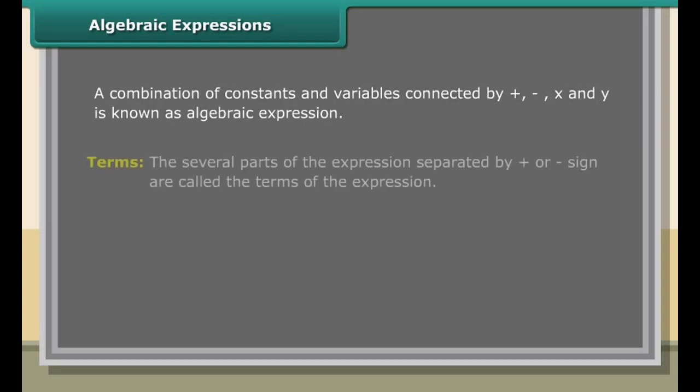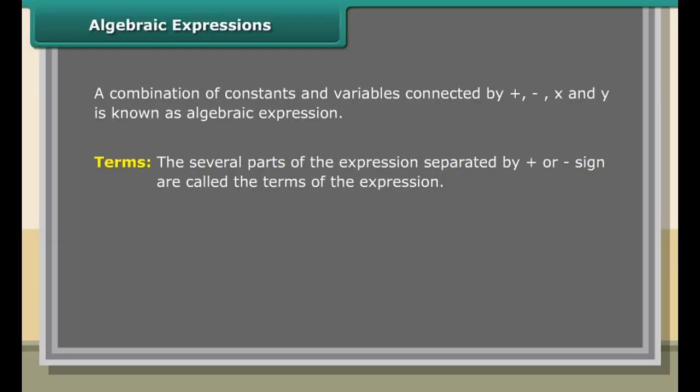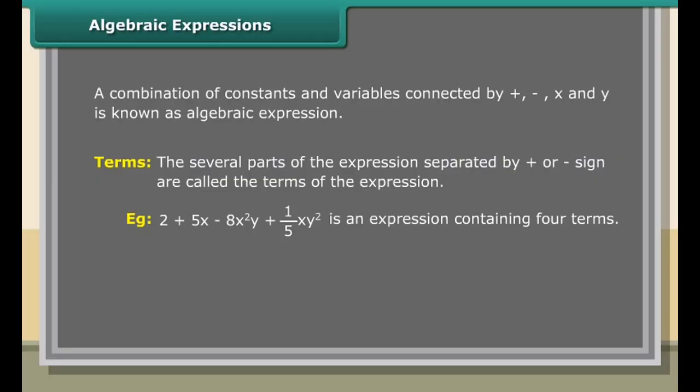Terms. The several parts of the expression separated by plus or minus sign are called the terms of the expression. Example, 2 plus 5x minus 8x square y plus 1 upon 5 xy square is an expression containing 4 terms. They are 2, 5x, minus 8x square y and 1 upon 5 xy square.